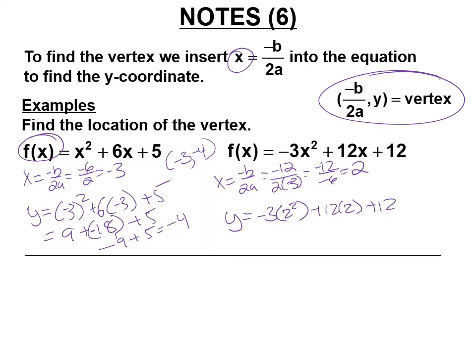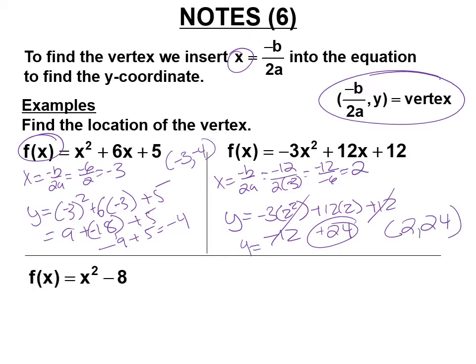2 squared is 4, right? Order of operations, exponents first. 4 times -3, -12. Well, that's very nice because these two will cancel out. And y will be plus 24. And so y equals 24. And so the vertex for this one is at 2, 24. Thank goodness we don't have to graph that one.